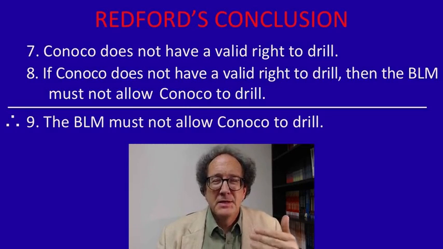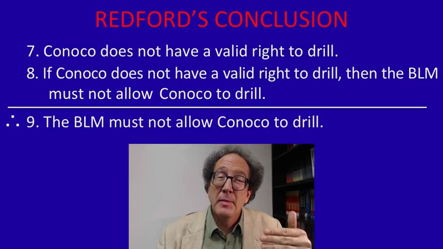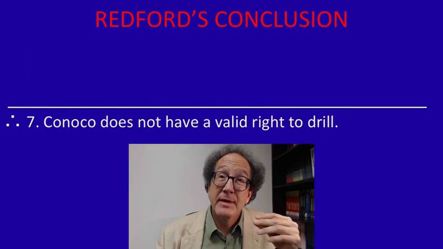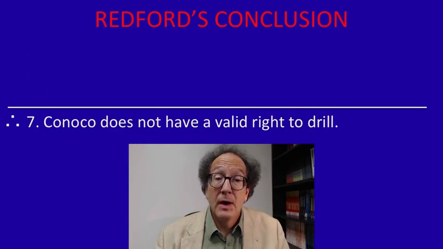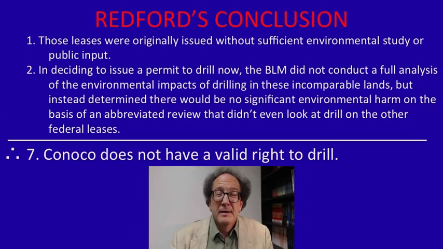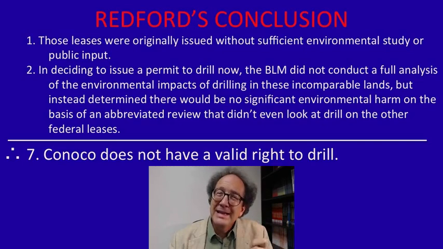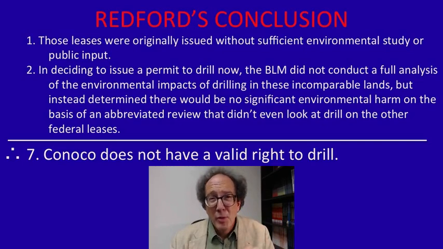The next thing we need to do is to get an argument for that central premise: Conoco does not have any valid right to drill. Now, here's what Redford said: that the leases were originally issued without sufficient environmental study or public input, and in deciding to issue a permit now, the BLM didn't conduct a full analysis. Notice that there are two parts to these claims. One is about the leases, and the other is about the permit.